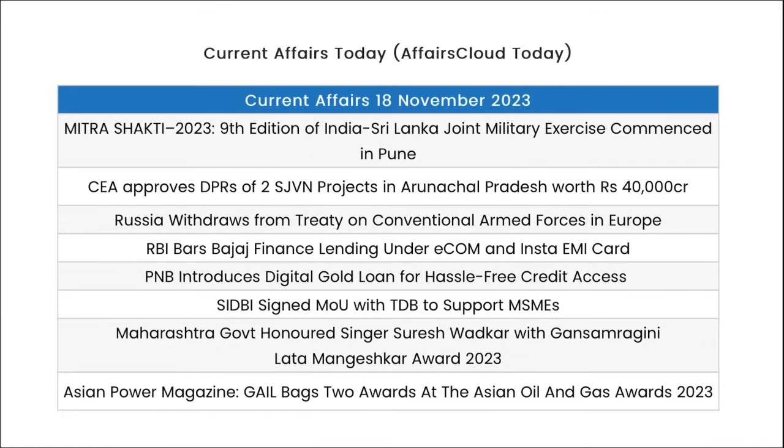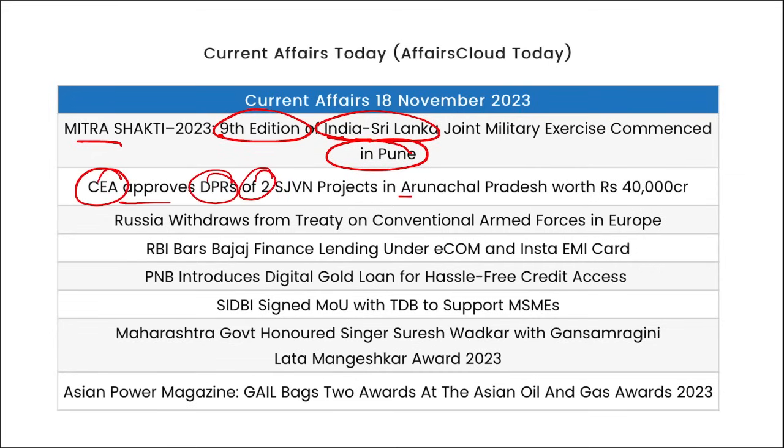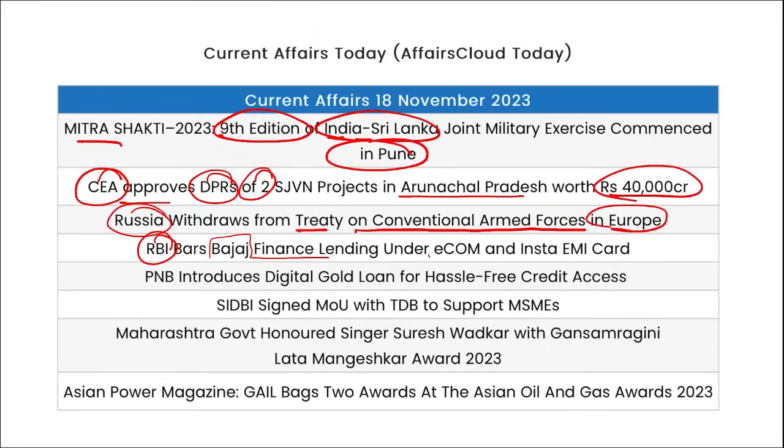So friends, these are your important current affairs for the day. Now let's go for a quick one-liner revision. Mitra Shakti, it was the 9th edition of this joint military exercise held between India and Sri Lanka. It was in Pune, India. Then CEA has approved DPRs of 2 SJVN projects in Arunachal Pradesh worth 40,000 crore rupees. Then Russia has withdrawn from the Treaty on Conventional Armed Forces in Europe. RBI bars Bajaj Finance lending under Ecom and Insta EMI card. PNB has introduced digital gold loan for hassle-free credit access. SIDBI has signed MOU with TDB to support the MSMEs.